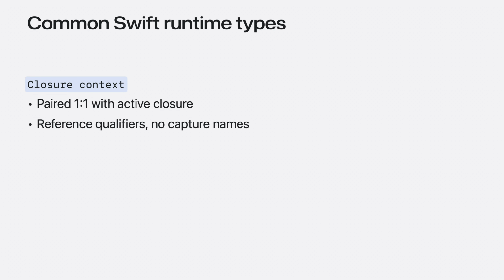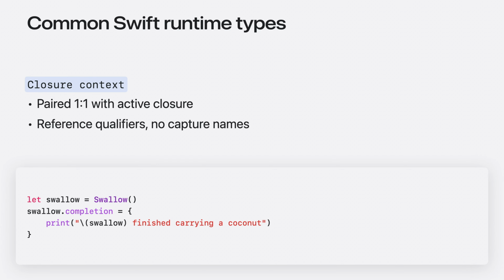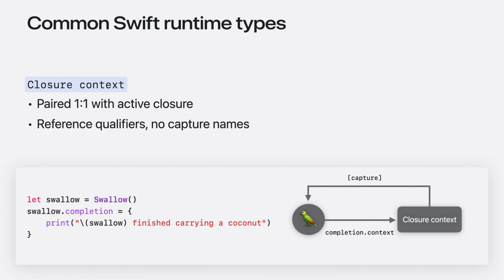Closures capture references strongly by default, making it possible to create reference cycles. You can break these cycles using weak or unowned captures instead. Let's say I have a swallow object with a completion handler that's called when the swallow delivers a coconut. If I'm not careful, this will create a reference cycle by strongly capturing the swallow itself. The memory graph debugger would show the reference as a strong capture, but closure metadata doesn't include variable names. All references from closure contexts are simply labeled capture.